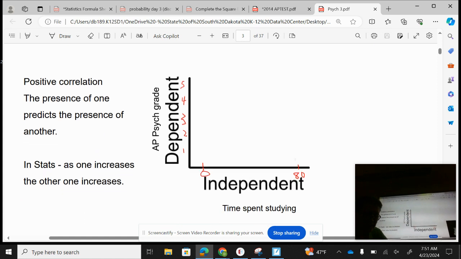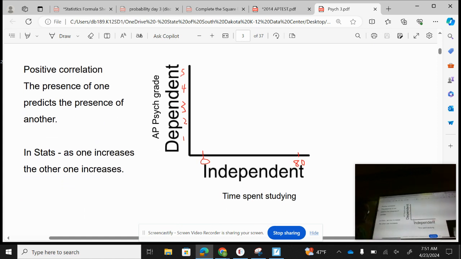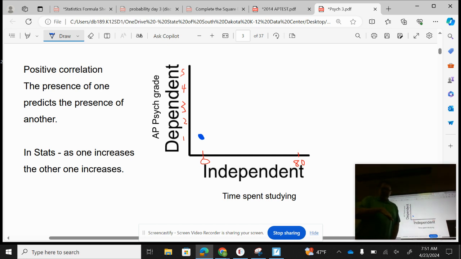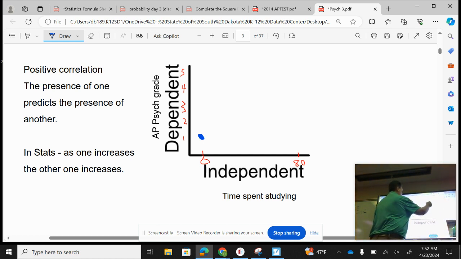Okay, so first we're going to talk positive correlation. In your review, it says positive correlation: the presence of one predicts the presence of the other. In stats, as one increases, the other one increases. Okay, so if somebody spends 0 hours studying, we might expect that they probably won't have a very good score. Now, a 1 is the lowest you can get on any of the AP tests, so hopefully that's not what's going to happen. You spend 80 hours studying, maybe you'll get a 5.